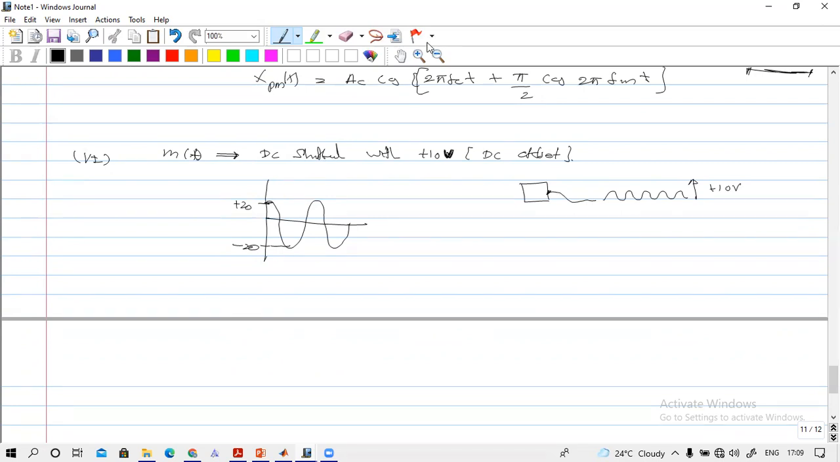Can anyone tell? I think you are doing labs. You have this basic electronic knowledge, I think. So can anyone tell how we can shift it? It is not relevant to our question, okay? But I just asked a practical question: if we have a signal using a signal generator and we want to shift it for some purpose, how do we do it?